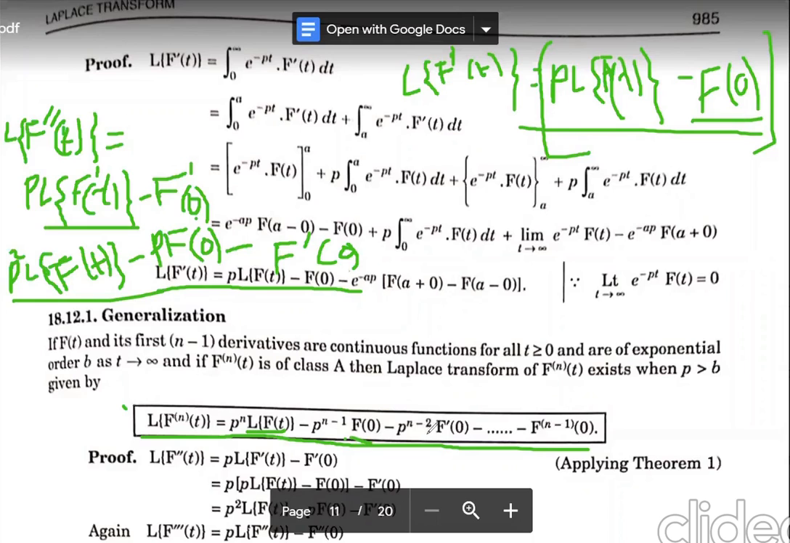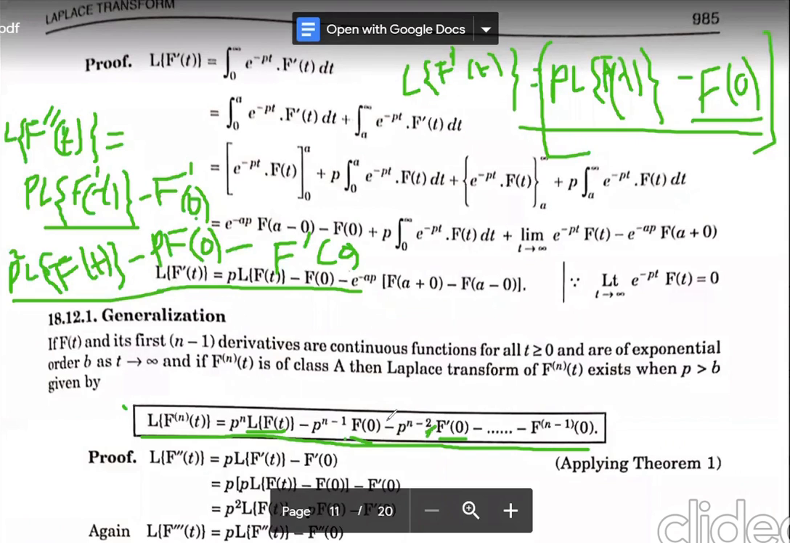Then in the next term, it will be what? f dash 0. The next term will be what? p to the power n minus 3 f double dash 0. Then p to the power n minus 4 f triple dash 0. Like this it will go on. Ultimately, at last, when the power of p becomes 0, that means what? The n terms. So p to the power n minus n. When it becomes n, then the power of p becomes 0.